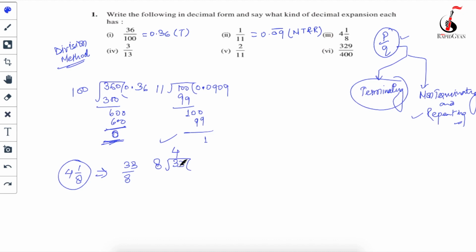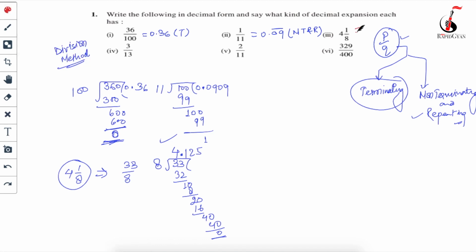So 8 4 is 32. It's 1, then I will put one decimal over here, it's 0, then 8 1 is 8, I'll get 2, decimal is already there, 0, 8 2 is 16, I will get 4, decimal is already there, I will get 0, and then 8 5 is 40, and it's completely divisible now.